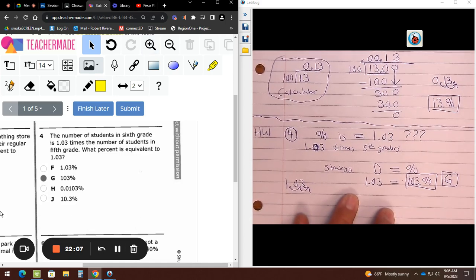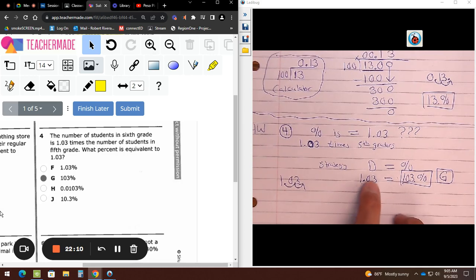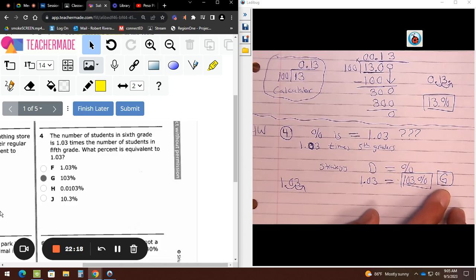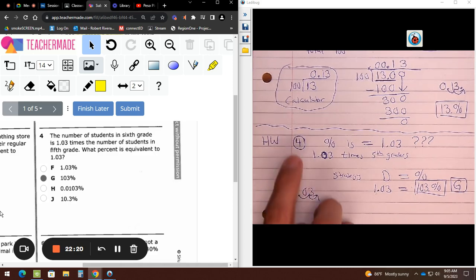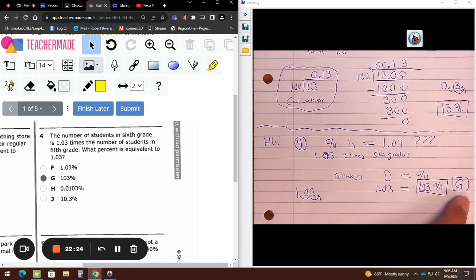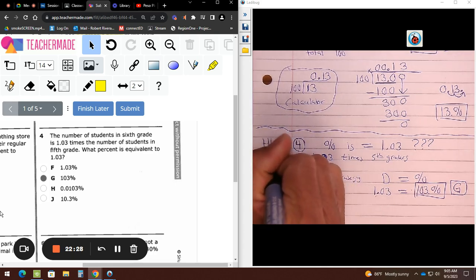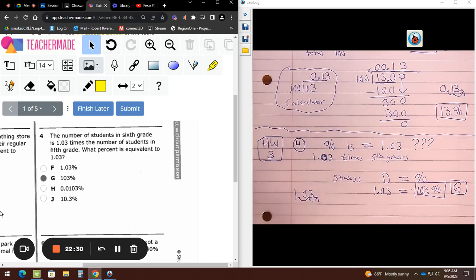Okay, so all I did, I went twice to the right. 1, 2. The decimal's at the end. Don't forget to put the symbol of percentage at the end. The answer is G. Please don't forget when you go home to circle the number that you're working on and box the answer and box the letter you're choosing. Your homework that looks like number 4 will be 3. So I'm kind of matching it.